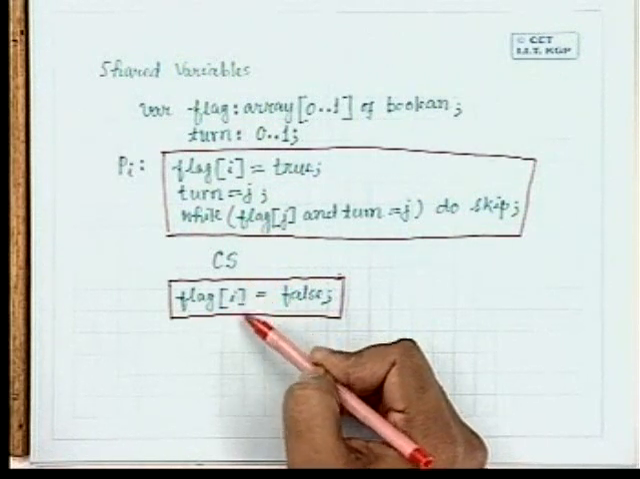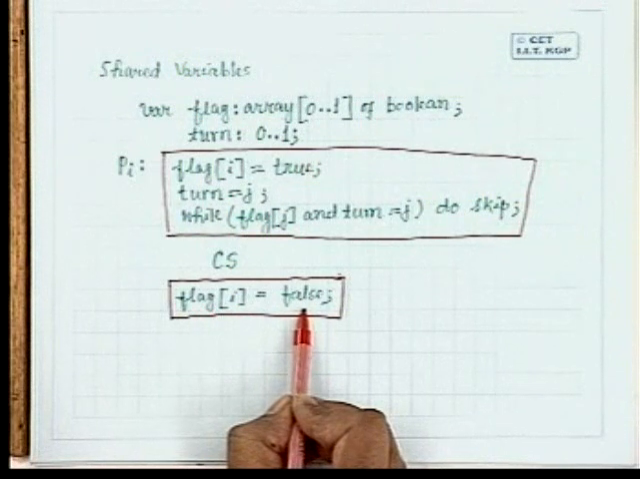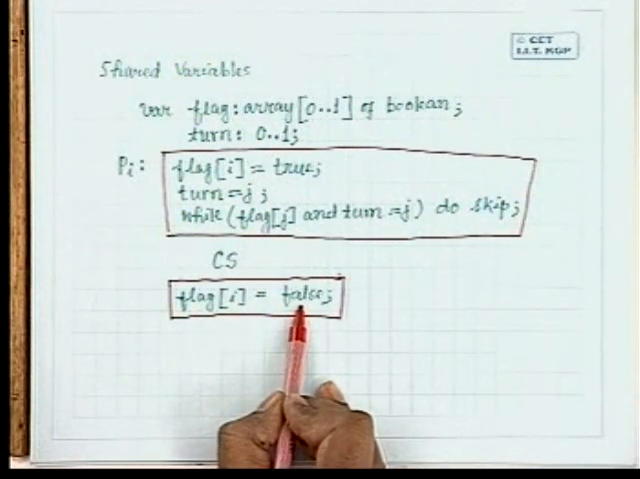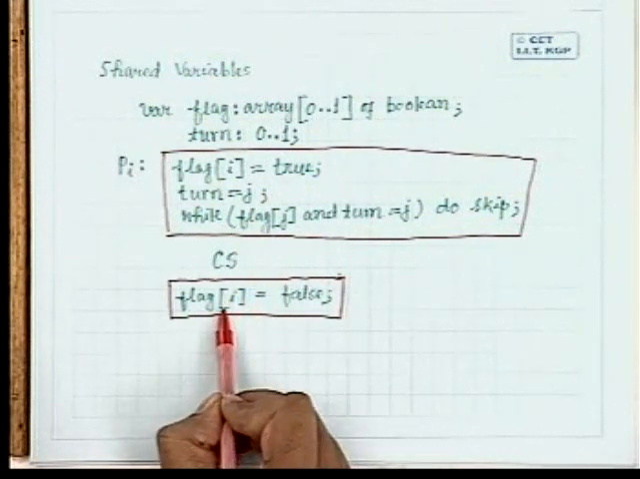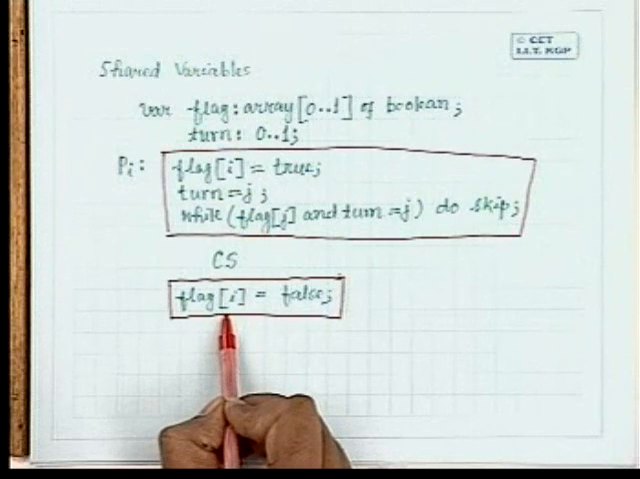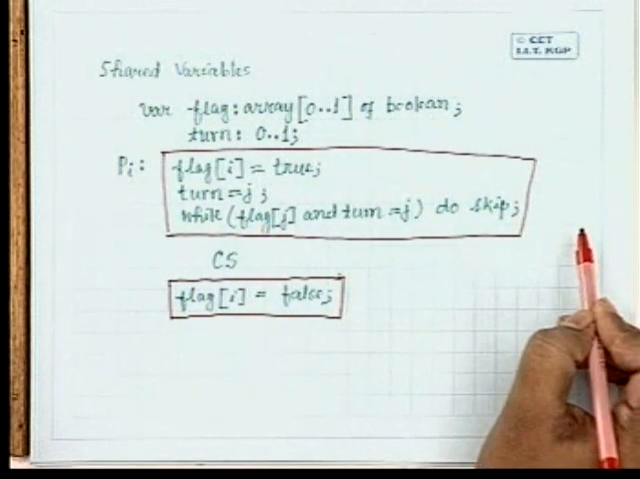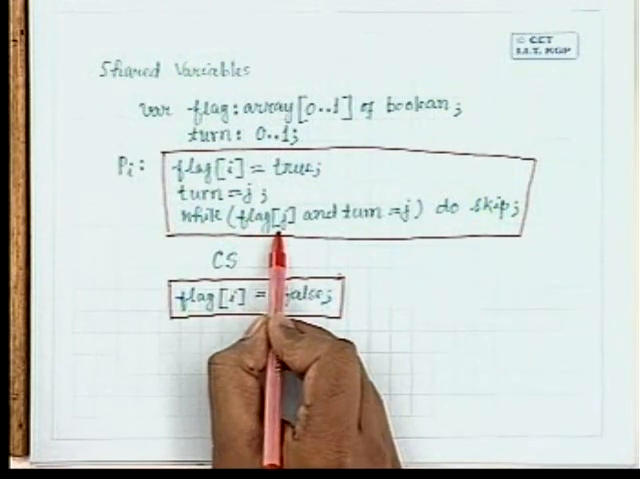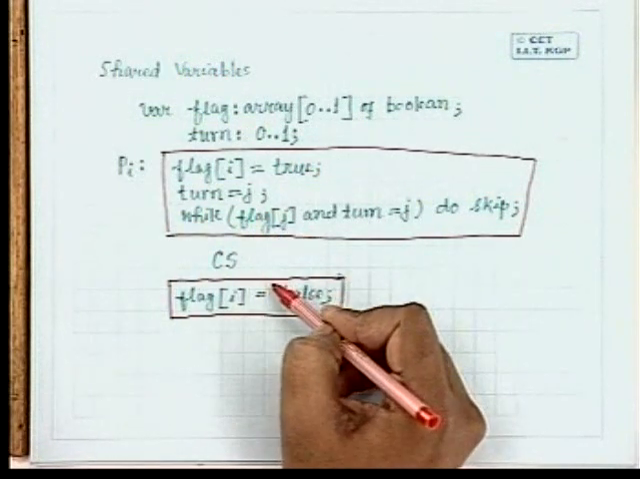When the process comes out of the critical section, it sets the corresponding flag equal to false. So if it is the ith process that has entered the critical section, the ith process in the exit section sets flag i equal to false. So the jth process, which is now waiting in the while loop, will find that flag i is false. So the while loop will be broken and the jth process will now enter the critical section.